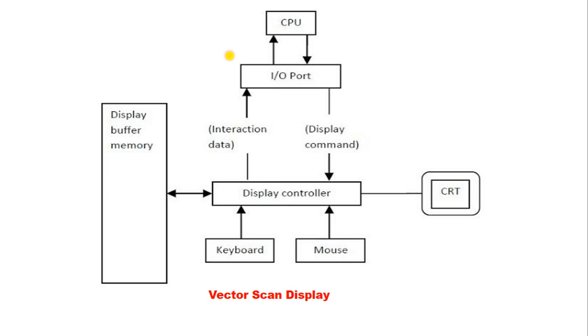After that, display commands will be there. Display commands contain the information which has to be displayed on the CRT screen or the phosphorus screen. After that, the display controller, keyboard, mouse, CRT screen, and display buffer memory are there. We will see everything.